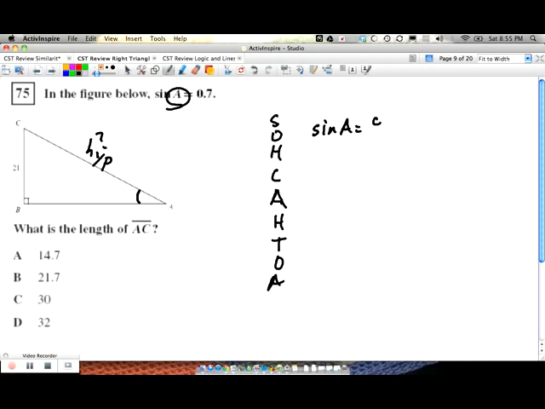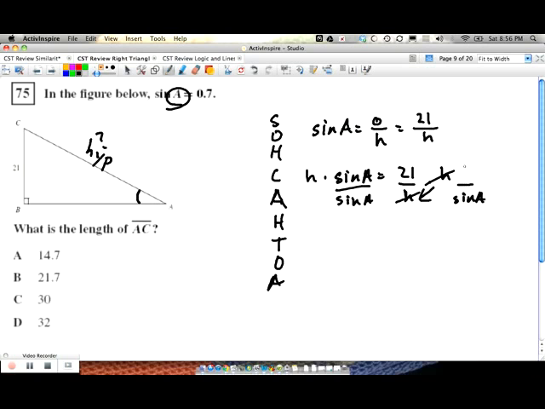Okay, so sine of A is going to be opposite over hypotenuse. In this case, it's going to be 21 over h. So I have sine of A equals 21 over h. Well, the idea is to get h by itself and not in a denominator either. We want it in a numerator. So if we have this denominator here, I'm going to multiply both sides by h. Because h over h is now 1, and now it's on the other side in the numerator. Then I could also divide both sides by sine of A.